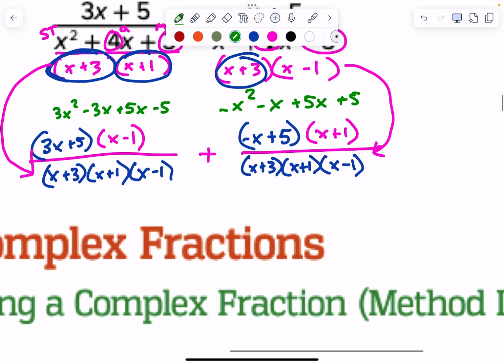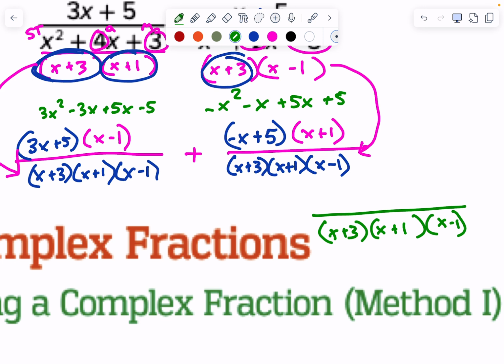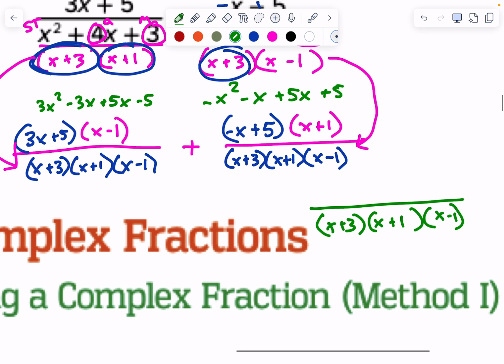Now, I'm not going to distribute the bottom through because I'm going to be lazy. I'm going to leave it with my 3 groups: x plus 3, x plus 1, x minus 1. That's going to be my final answer. But now I have to combine like terms on the top. So I've got 3x squared minus x squared is 2x squared.